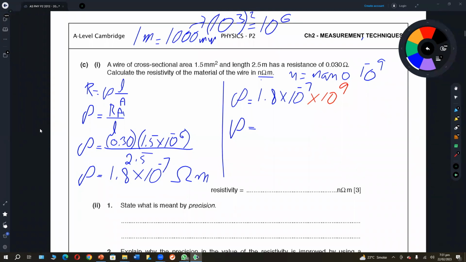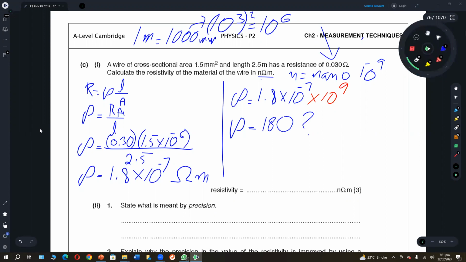It is coming as 180 now. It's too high for a wire. 180 is looking to be a high number. You have to check your calculation because 180 is looking to be a big number. Oh, it's my mistake actually. Sorry. It is 0.03. I wrote 0.3.